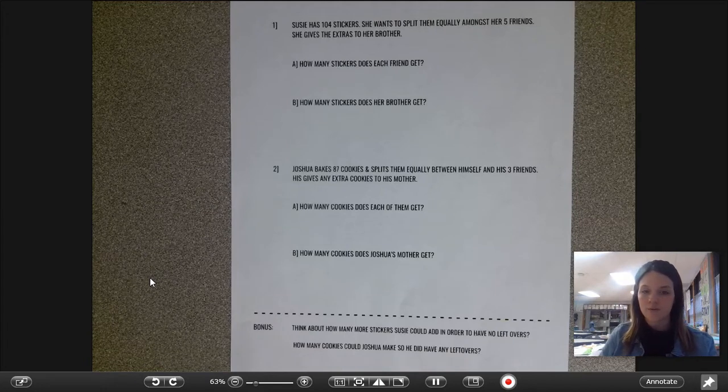Number 2, Joshua bakes 87 cookies, and he splits them equally between himself and his 3 friends. And he gives all the extra cookies to his mom. So again, we're going to need to divide 87. And this one is a little bit tricky. Think about the words: he splits them equally between himself and his 3 friends. So that's actually divided by 4, not 3, because he's going to give some to himself. So 87 divided by 4.